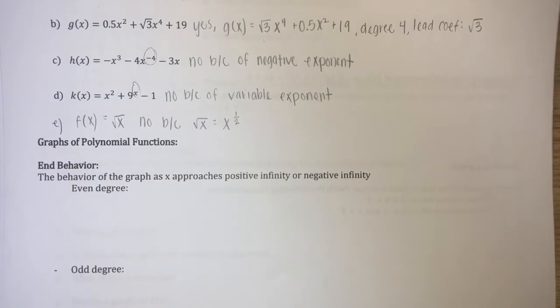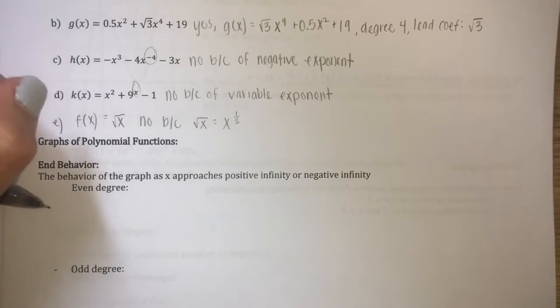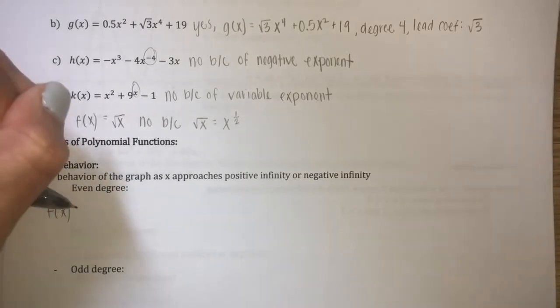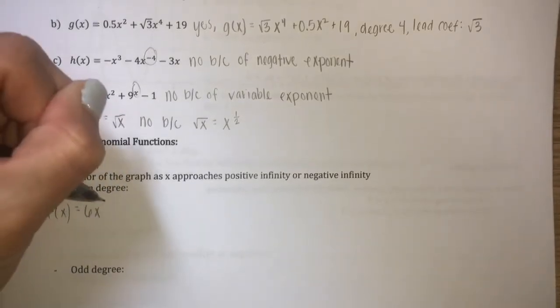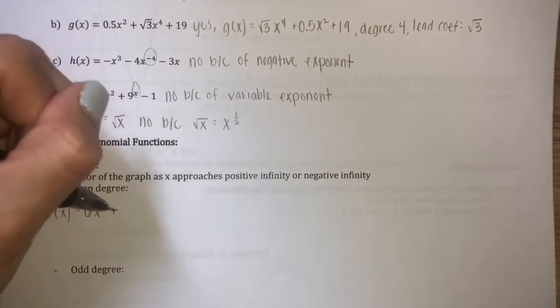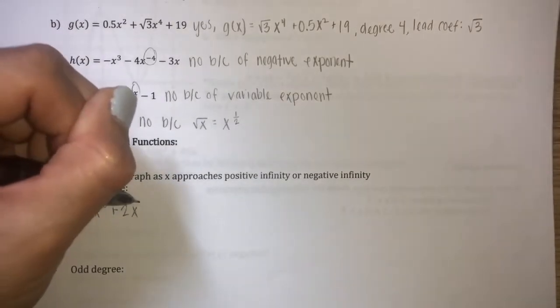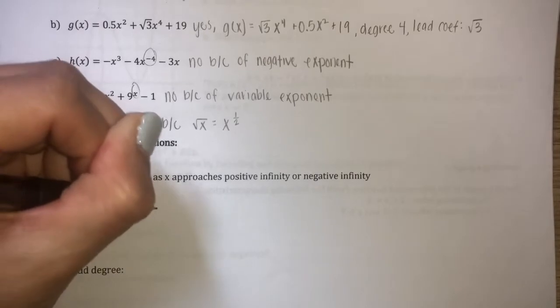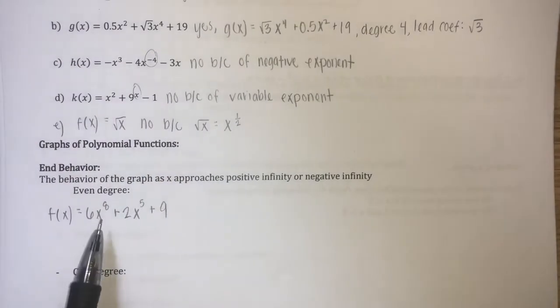And then for graphs of polynomial functions, first we're just going to talk about even degree versus odd degree in general, and then we'll get into more specifics. So if you have a graph, or any function, that has an even degree, so I could say, I don't know, f of x equals 6x to the 8th plus 2x to the 5th plus 9. So my degree is 8 because that's the highest power on x.